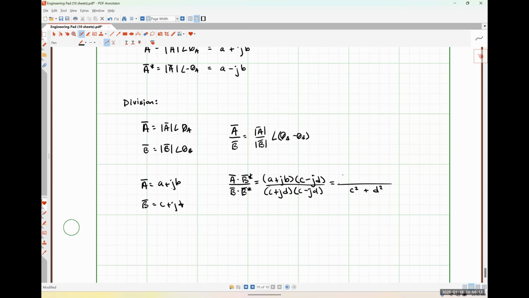And then up here, we're going to have ac plus bd, plus j times (bc minus ad), I believe. Looks like I'm putting that in my calculator. Rectangular form division is pretty difficult, so that's why you have calculators. So what you're saying is don't ever try and do this by hand, just put it in the calculator.